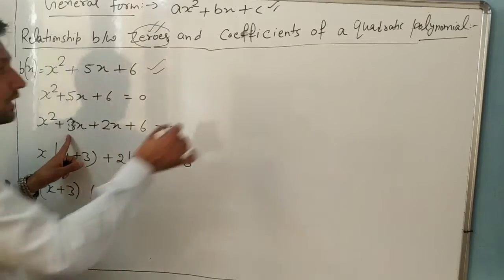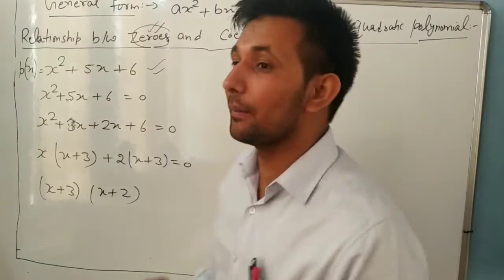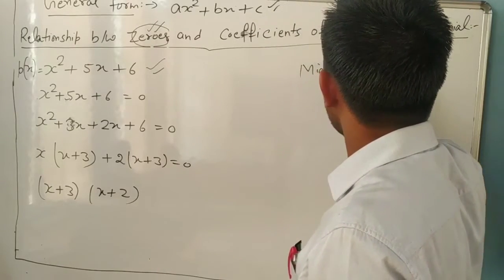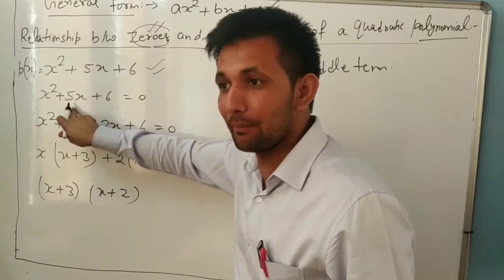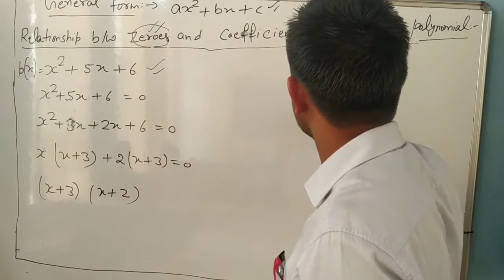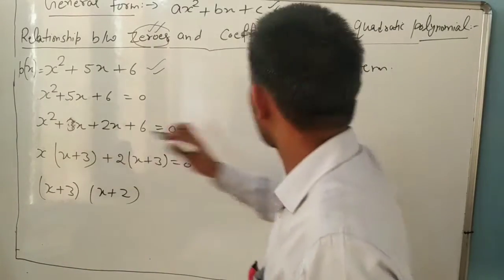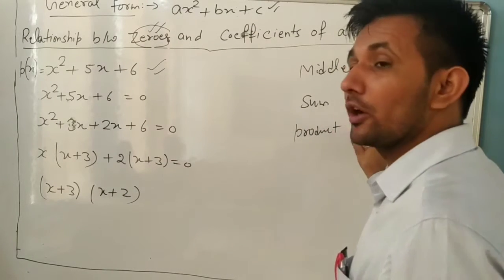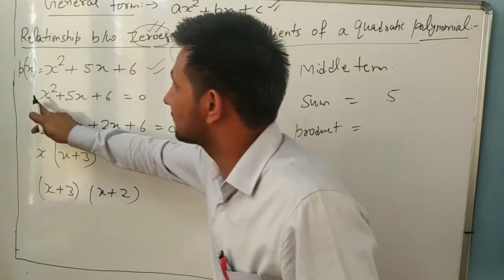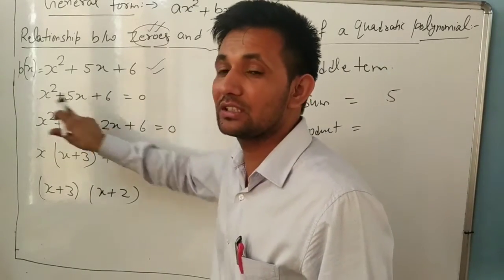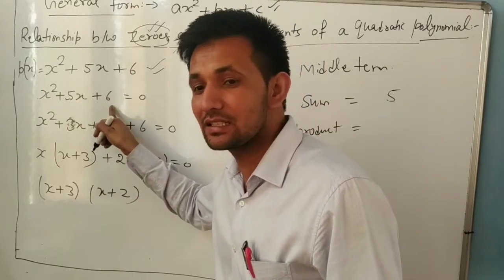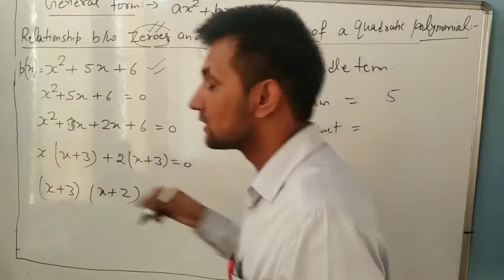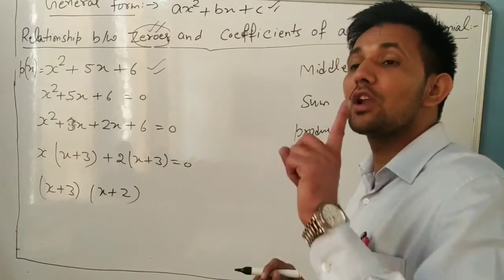Second step, split the middle term. Split the middle term into two numbers whose sum is the middle number. Okay. So sum of the two numbers is how much? 5. And the product of these two numbers is the first number and the third number. So third is 6. And what is the coefficient of x square? 1. So 6 into 1, 6. Understand?